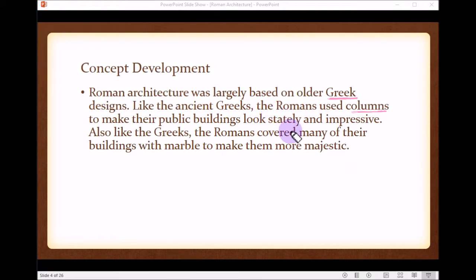Okay, so this word stately just means like authoritative in a governmental sense. Like you looked at it and you know, oh yeah, that's a government building. That's kind of like what stately means. Marble is a type of stone, beautiful white stone, used a lot in ancient times, not just for architecture, but for sculpture as well. Majestic means like grand, impressive, in a beautiful way.